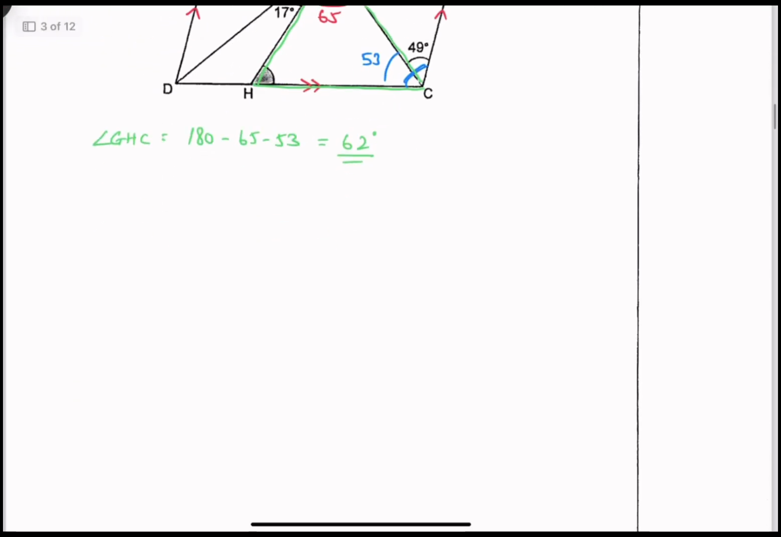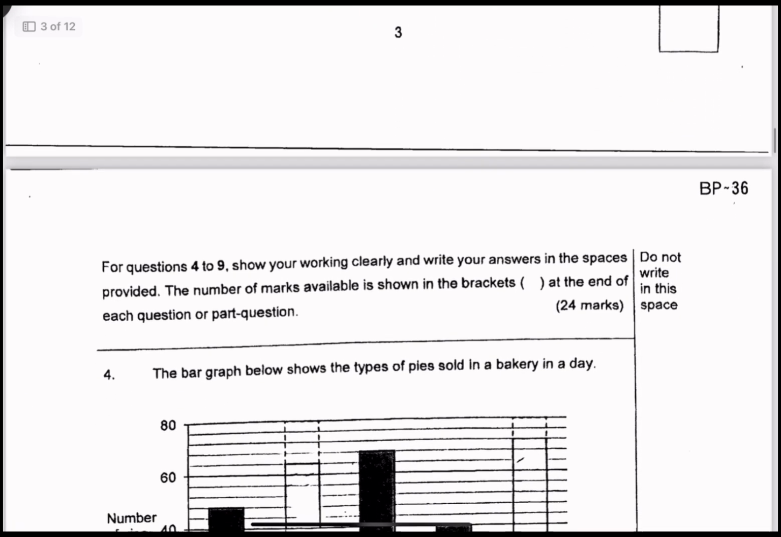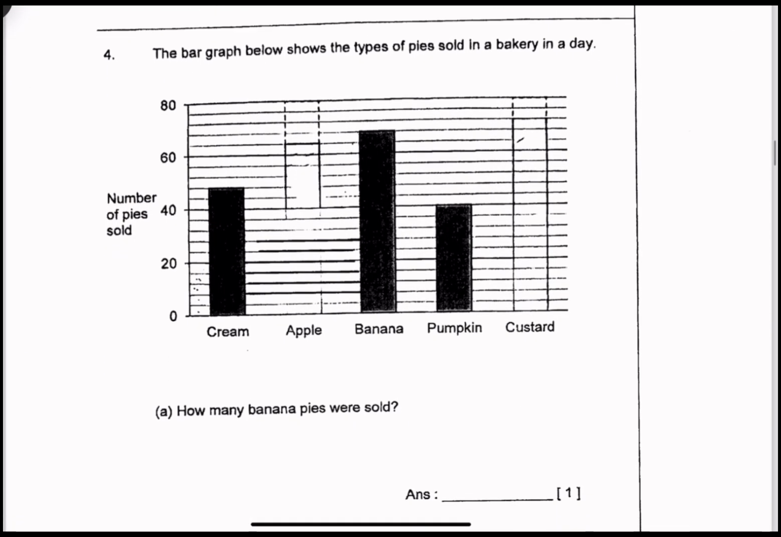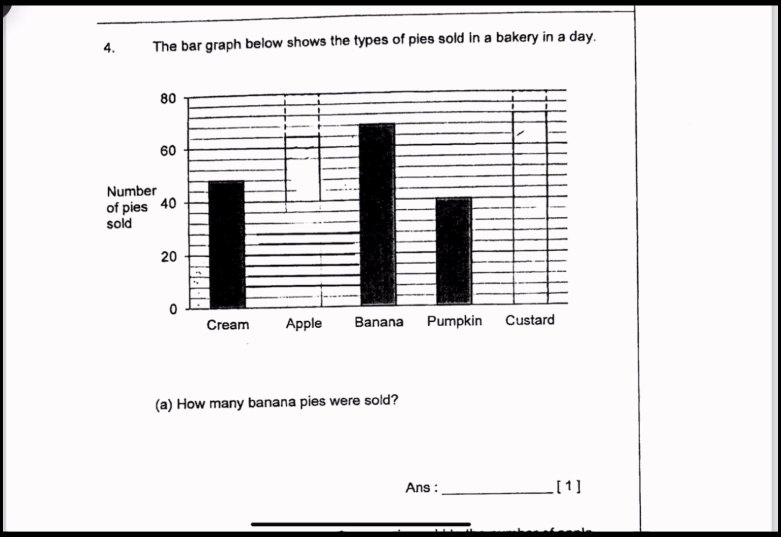Okay, let's go on to the next question. The bar graph below shows the types of pie sold in the bakery in a day. So all these numbers, what we need to see is there's 1, 2, 3, 4, 5. So 5 units is 20, divided by 5, so each one is 4. So this is what we know. How many banana pies were sold? Okay, so banana is this line. Each box is 4. So that will be 68. So you just need to read off.